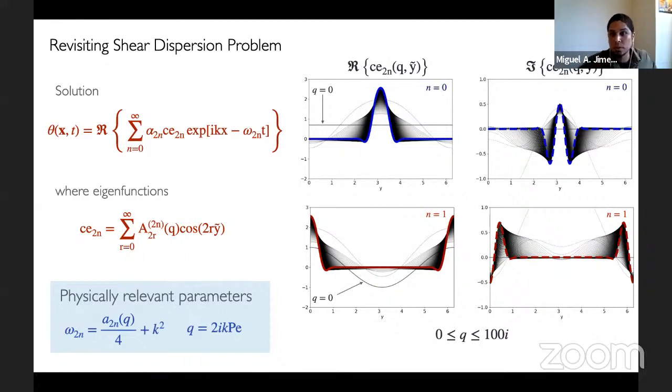So you're seeing here in the plot, n equals 0 represents the 0th Mathieu eigenfunction. When Q is 0, it converges to a constant function. It has a real part, which is the left column, and an imaginary part, which is in the right column. N equals 1 is the Mathieu function of mode 2, and when Q is 0, it converges to cosine of 2y.